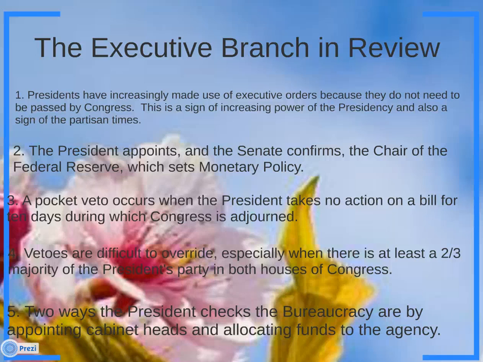Two ways the president checks the bureaucracy are by appointing cabinet heads and allocating funds to the agency. Remember that cabinet heads serve at the pleasure of the president, and when he allocates funds to the agency, he is saying that he buys into what they are implementing.